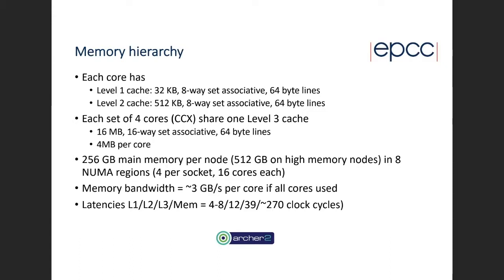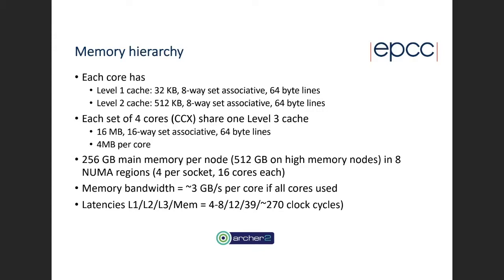Second important thing about memory is that the 256 gigabytes of main memory is divided up into eight of these NUMA regions. So that's four per socket. That means that every set of 16 cores essentially has its own local main memory attached to it. Again, that's different from Intel processors, which typically are just one NUMA region per socket.